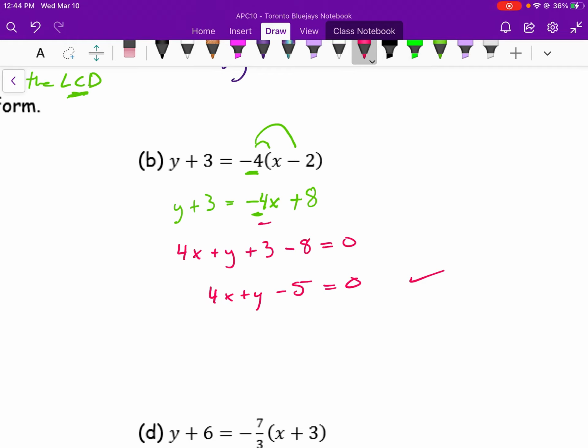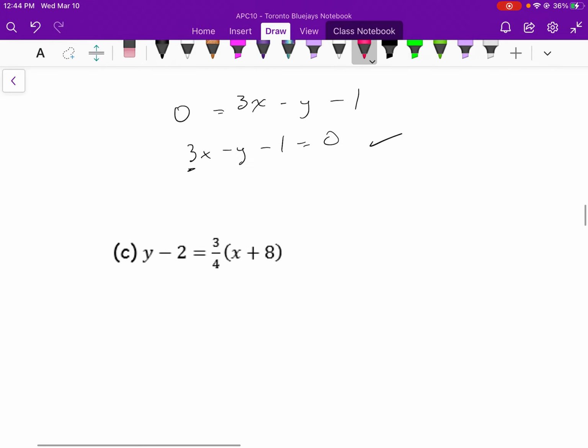a, b, and c are integers. a is positive. One side is equal to 0. Bob's your uncle. Call it done. Now, let's go over here.